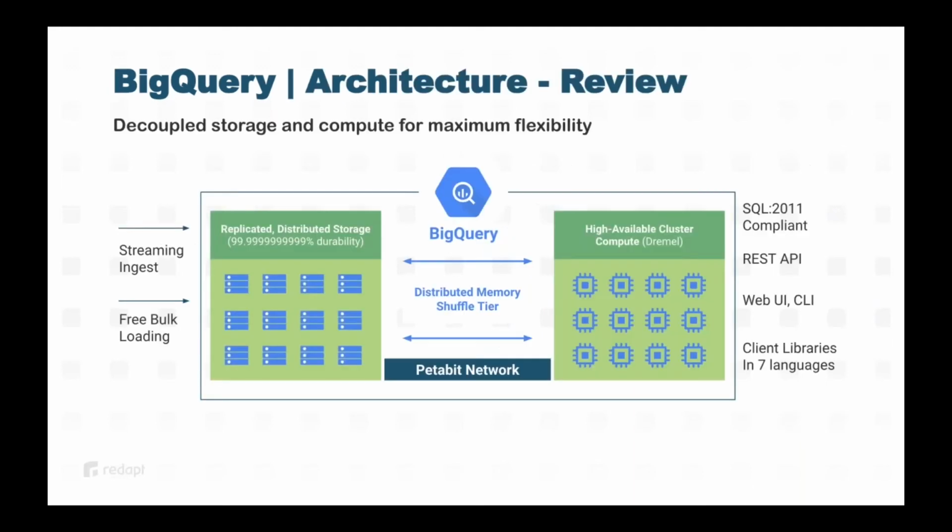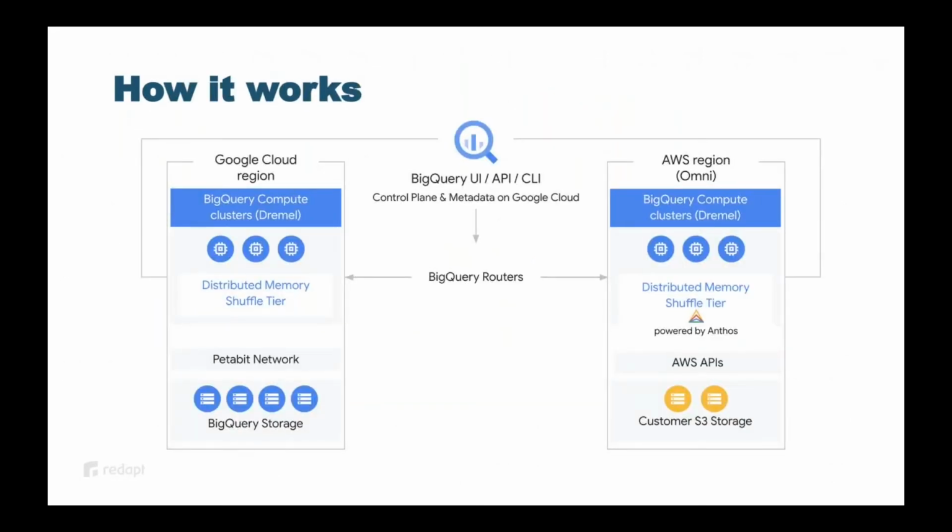So how does it do this? Well, let's take a look. I'm going to take you back to our BigQuery architecture overview. I remind you that this is managed, it's serverless, and the compute is separated from storage. So let's look at the implementation of that architecture in BigQuery Omni. Here is our BigQuery Google Cloud region. Here we've got a BigQuery compute cluster running Dremel, and we've got our BigQuery storage separated from this.